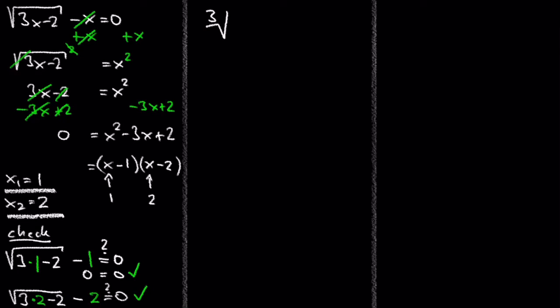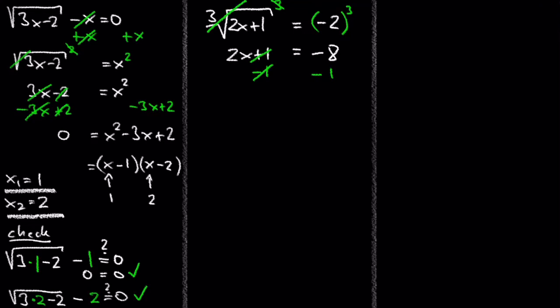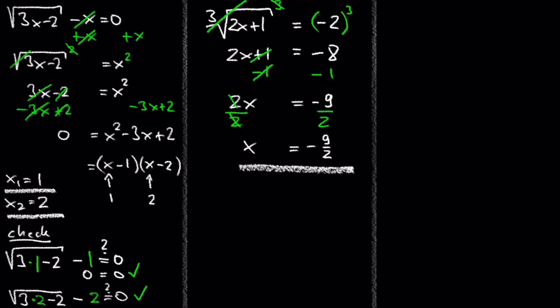Let's look at the cube root of 2x plus 1 equals negative 2. We get rid of the cube root by cubing both sides. Don't forget the parentheses on the right hand side. Negative 2 times negative 2 is 4, and 4 times negative 2 is negative 8. Subtracting 1 from both sides gives us 2x equals negative 9, and dividing by 2 gives us x equals negative 9 over 2. The solution for this problem is negative 9 over 2. We don't have to check our solution because the root has an odd index.